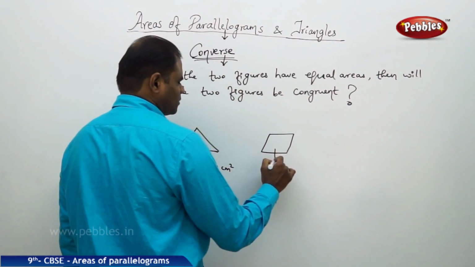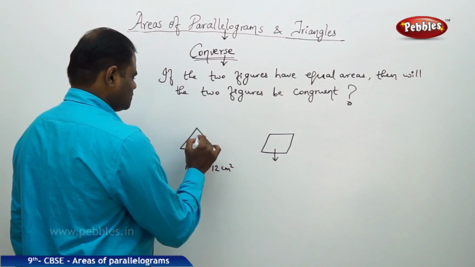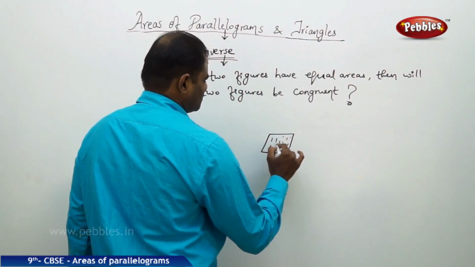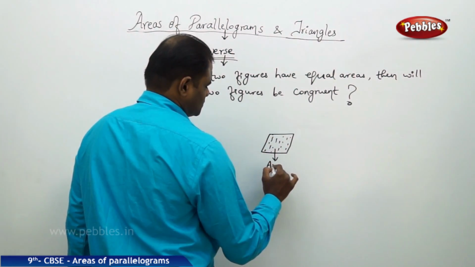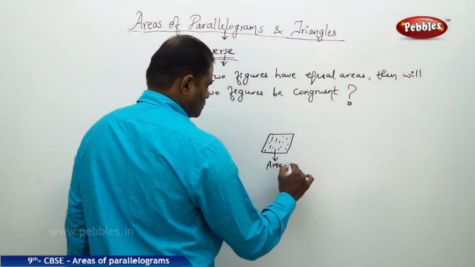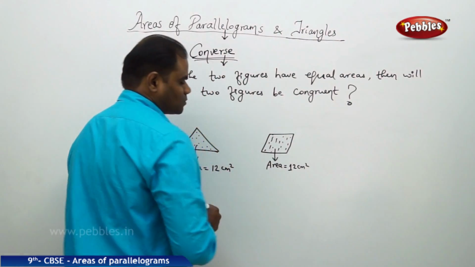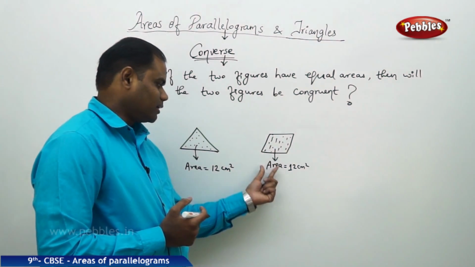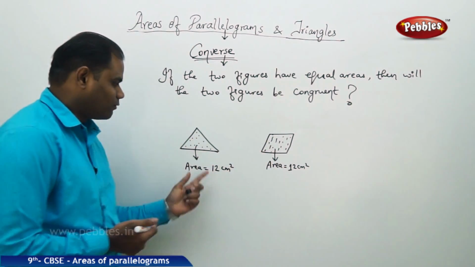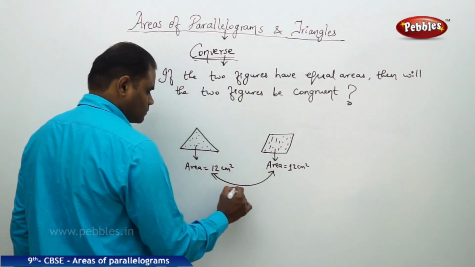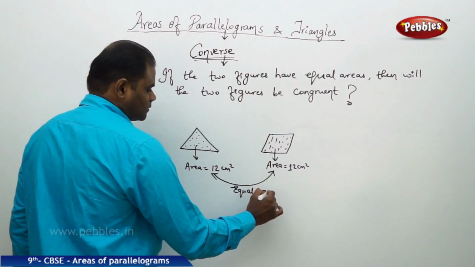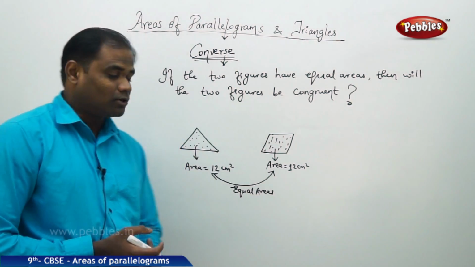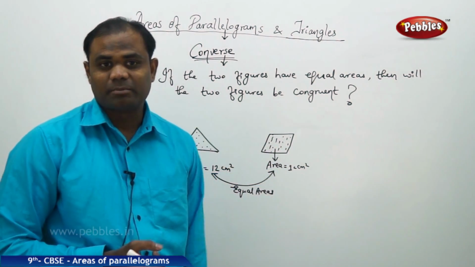And imagine I have a parallelogram whose area out here is also 12 centimeters square. Now clearly we know that the area of the triangle is 12 centimeters square and the area of the parallelogram is 12 centimeters square, and therefore the areas are equal. So I find the areas to be equal for both the triangle and the parallelogram. But are they congruent? Let's see if the triangle is congruent to the parallelogram.